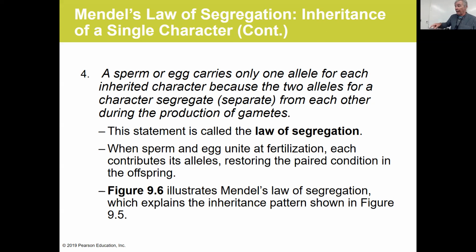And then when sperm and egg unite at fertilization, each contributes an allele, restoring the parent condition in the offspring. So now you're back to having two alleles for every character. Figure 9.6 illustrates Mendel's law of segregation, which explains the inheritance pattern shown in figure 9.5.